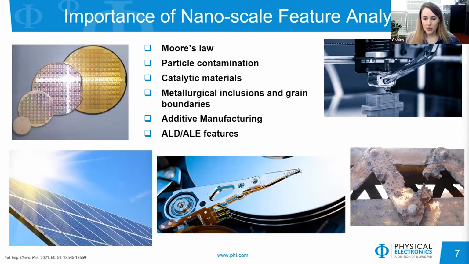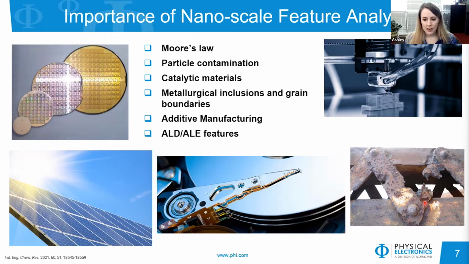enhanced performance. Of course, we're all familiar with Moore's law, stating that the number of transistors on an integrated circuit doubles roughly every 2 years, pushing the scale of semiconductor devices further and further into the nano regime. Nanostructure materials are also ubiquitous in industrial catalytic materials, which help provide us with cleaner air and energy. Metallurgical inclusions and grain boundaries on the nanoscale are of critical importance in corrosion studies.